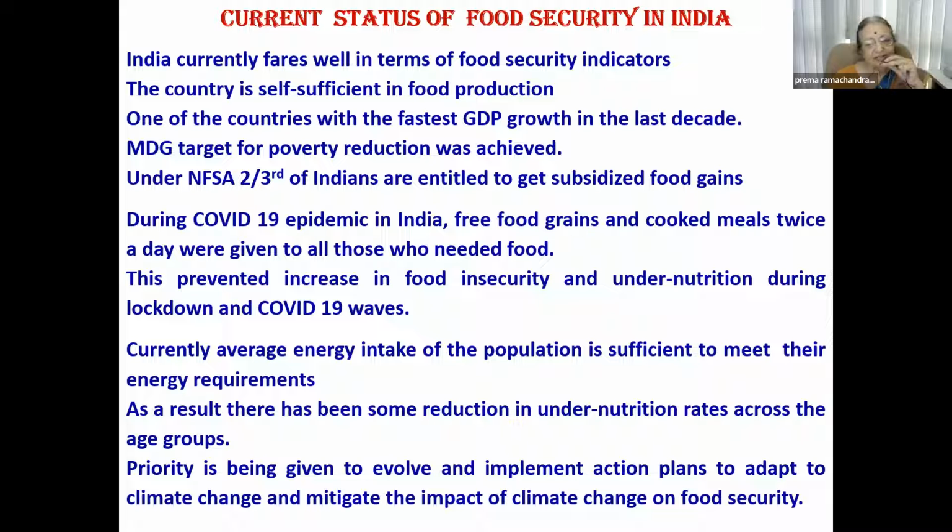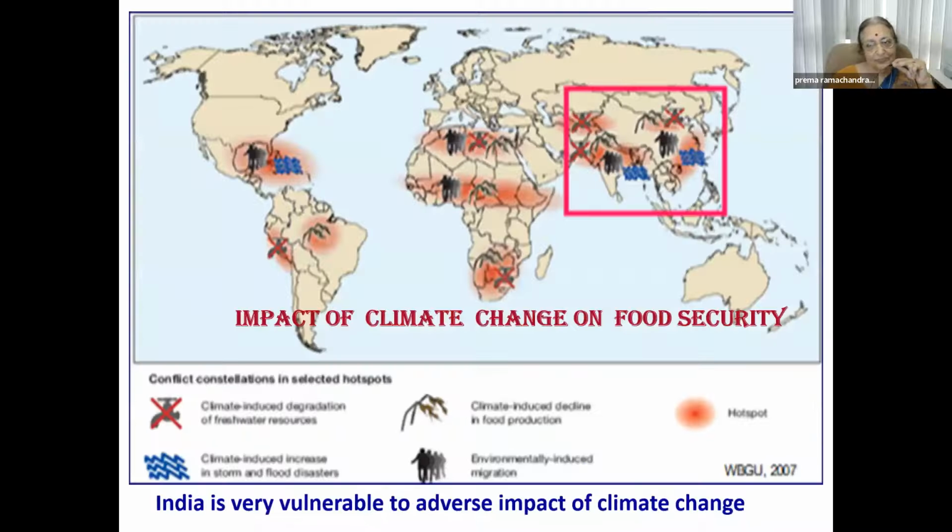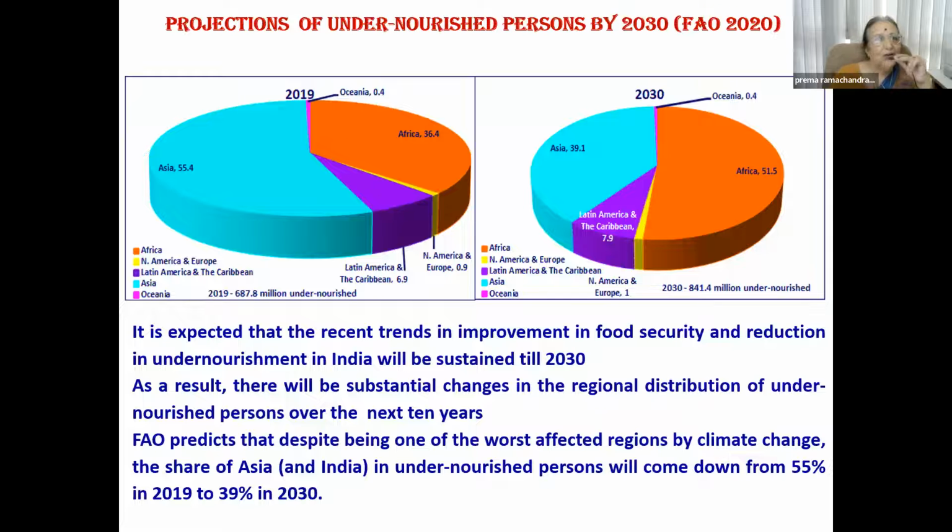Currently, the average energy intake of the Indian population is sufficient to meet their energy requirement. There has been, over time, some reduction in undernutrition. Priority will have to be given to evolve and implement action plans to adapt to climate change and mitigate its impact on food security. Therefore, even though the world has accepted that Asia and India will be the most vulnerable under climate change adverse impact, we ought to take hope and pride from this fact.